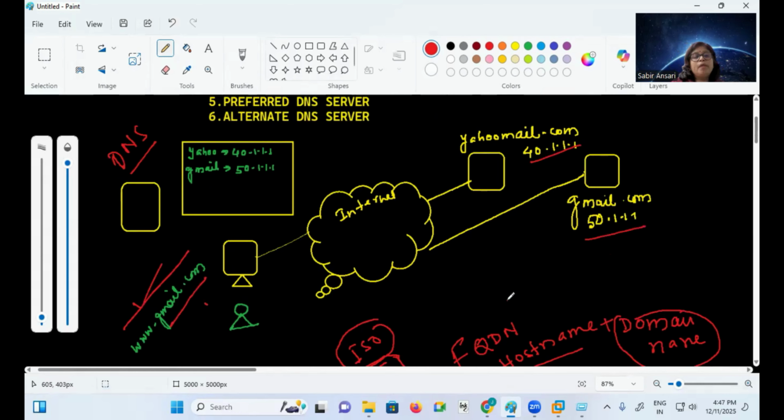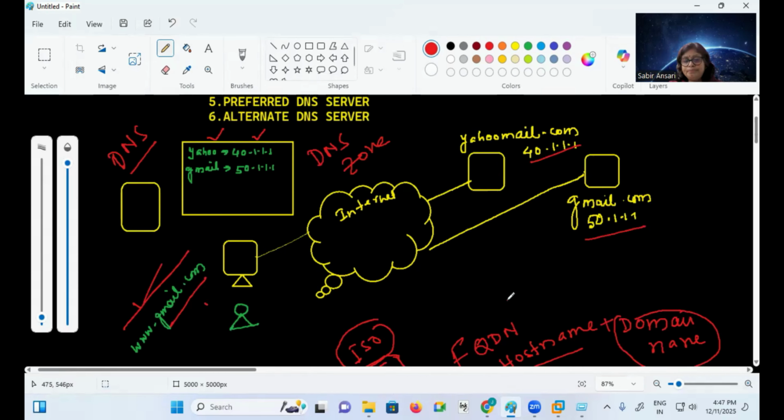और क्या किया गया? एक डेटाबेस डेवलप किया गया जिसको हम लोग क्या कहते हैं? DNS zone. We have developed a database that is called DNS zone. And what are the content of the DNS zone? So in this content, what we have kept? Host name के साथ उनका IP address का एक list बना के रखा.